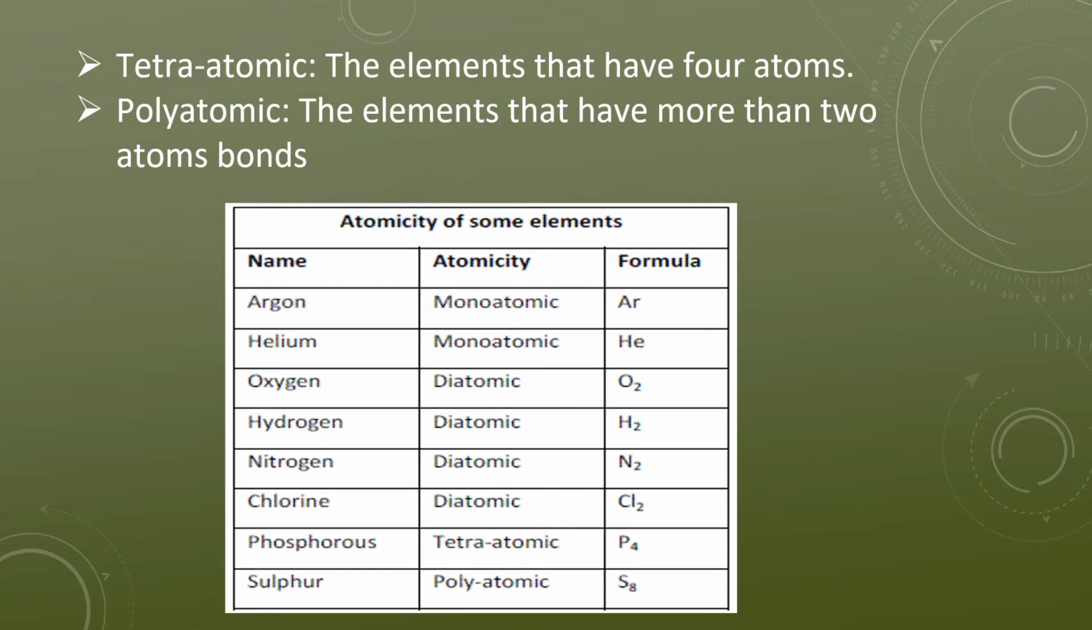Polyatomic means what? Those elements which have more than 2 atom bonds are called polyatomic. You see, this is polyatomic. This is monoatomic: argon, only one argon is here; helium, only one helium is here. But this is diatomic, this is diatomic, this is diatomic, this is tetra. Why? Because 4 phosphorus atoms are combining together. Similarly, this is sulfur, 8 sulfur, so that's why it's called polyatomic.